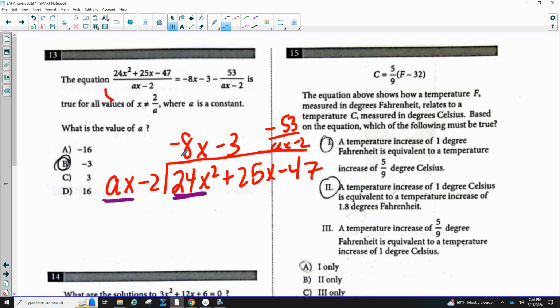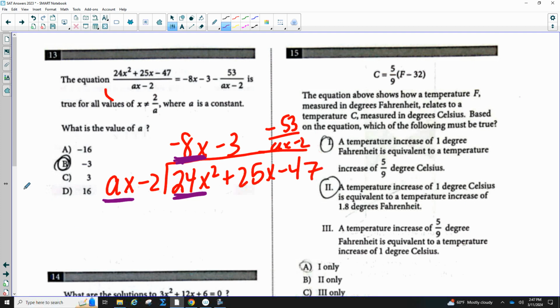So 24 divided by what equals negative 8? Yeah, negative 3. That's all it is. That's literally all it is, okay? That's it. Step 1, okay? What is the value of A? So that's all you do, okay?